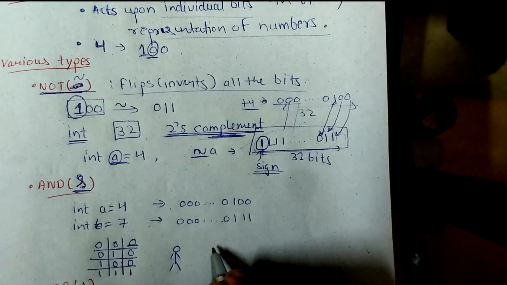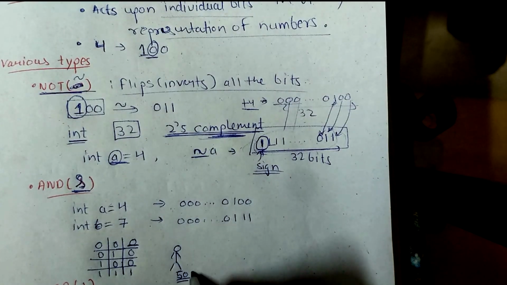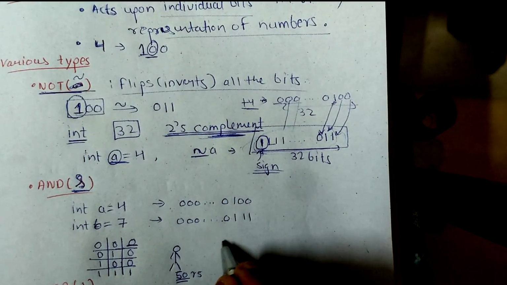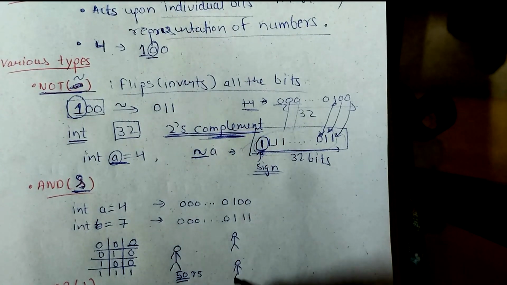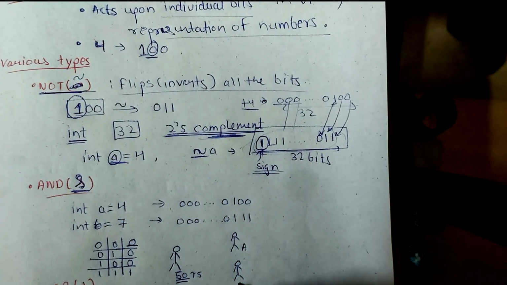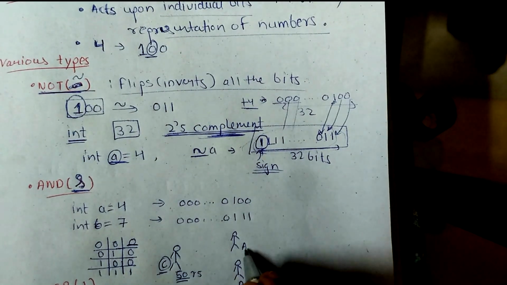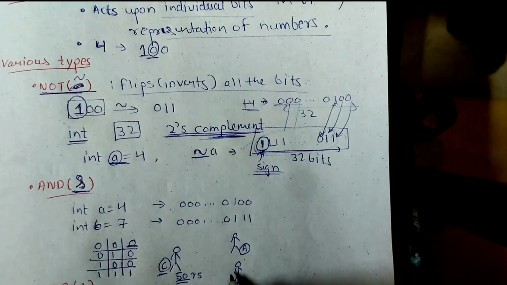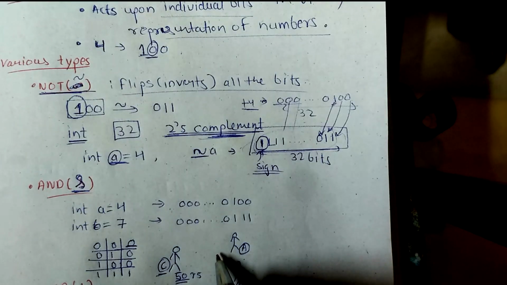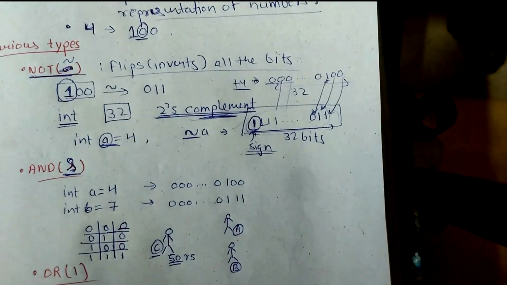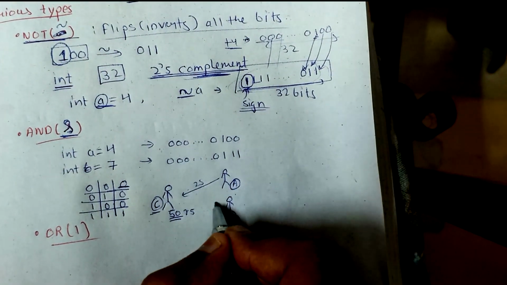You need 50 rupees, and you ask two of your friends, friend A and friend B. You are C, you have friends A and B, and you ask two of your friends to lend you 25 rupees. Now, when is your need going to be fulfilled? When both of them lend you 25 rupees.